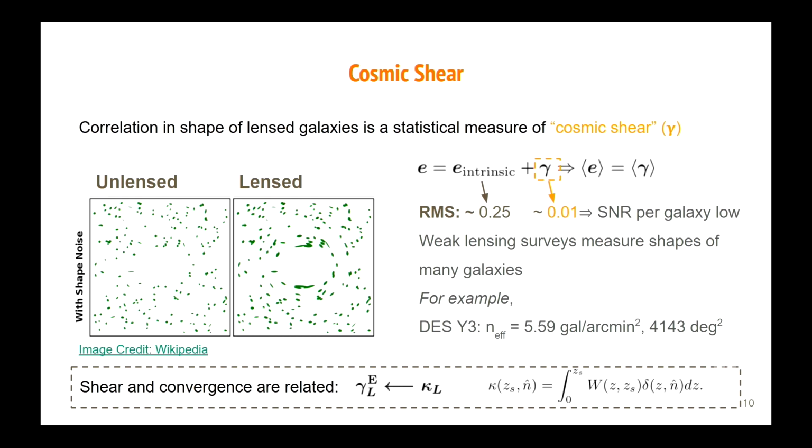Hence, the weak lensing surveys measure shapes of many galaxies. The data set that I use, which is DES Year 3, for example, has around 5.6 galaxies per square arcminute and spans an area of 4,000 square degrees. The shear here is like a polarization quantity, a spin-2 quantity, Q and U, whose E mode is related to the convergence. In that sense, shear is also a weighted integral of the matter on the right side.